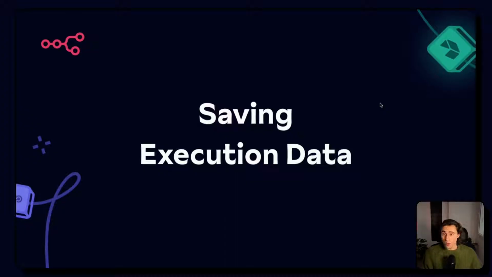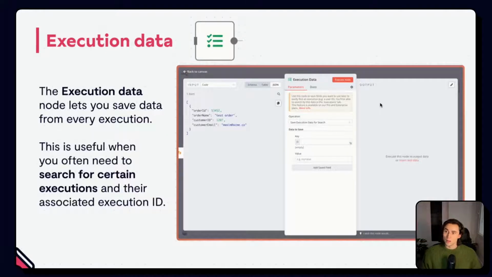The second feature we will cover is saving execution data, making it a lot easier to find executions that deal with certain information. This avoids you having to search through hundreds or thousands of executions one by one to find a specific execution. The execution data node lets you save fields or values that you want to use later to easily find an execution. For example, an order ID or a user ID.